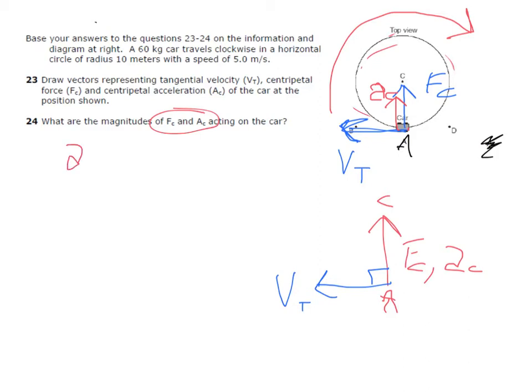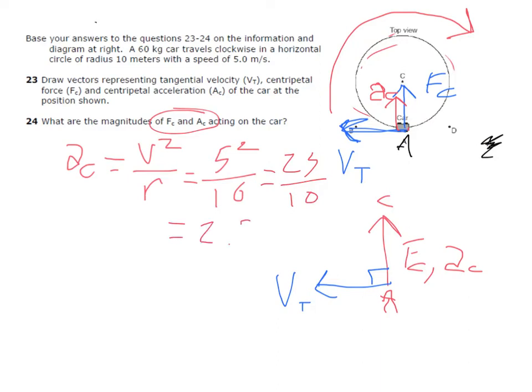First, we're going to calculate AC, the centripetal acceleration. Centripetal acceleration is equal to v squared over r. So it's equal to 5 squared divided by 10. So that's equal to 25 over 10. So that's equal to 2.5 meters per second squared.